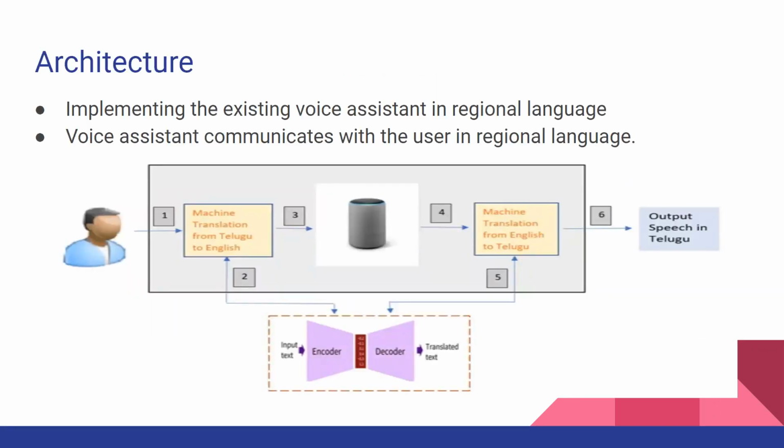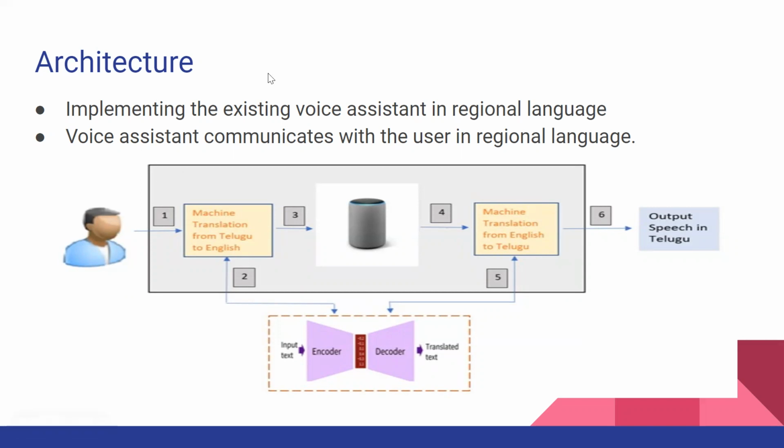The architecture of our project is as follows. Firstly, the user gives the input in Telugu language and the machine translation system translates the Telugu input into an English sentence. The output of the machine translation model is given to Alexa. Alexa responds to the command according to the request, and the output of Alexa is given to the machine translation model. The machine translation model then converts this English output into Telugu speech.